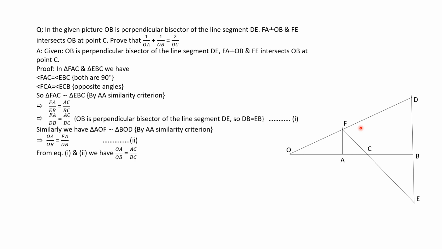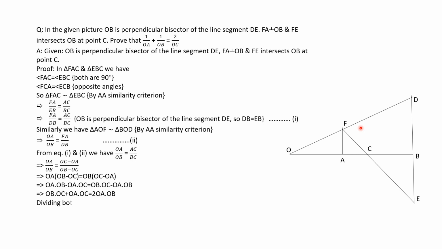So from equations 1 and 2 we have OA by OB equal to AC by BC. This implies OA by OB equals OC minus OA by OB minus OC. Now doing the cross multiplication, OA into OB minus OC equals OB into OC minus OA, or you can write OA into OB minus OA into OC equals OB into OC minus OA into OB. Now taking OA into OB to one side, we have OB into OC plus OC into OA equals twice of OA into OB.